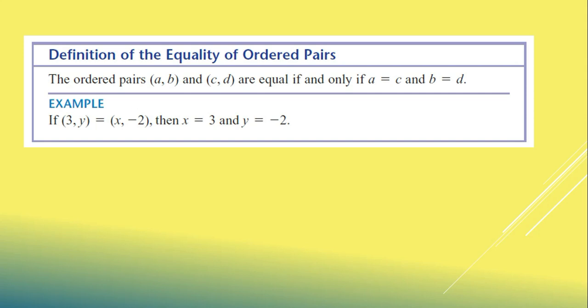You might have known this one before. Definition of equality of ordered pairs. Two ordered pairs are equal, then the coordinates are equal. X coordinates are equal and the y coordinates are equal. A and C are equal. Similarly, B and D are equal. That's what is given here. Example, (3, y) is equal to (x, -2). From this you will understand x is equal to 3 and y is equal to negative 2.